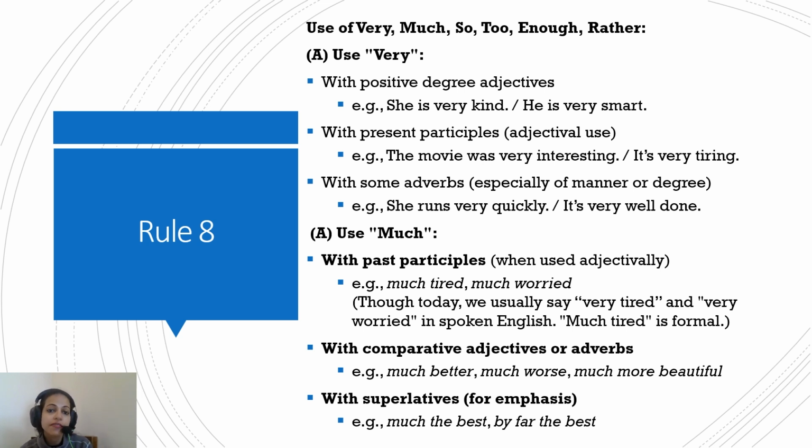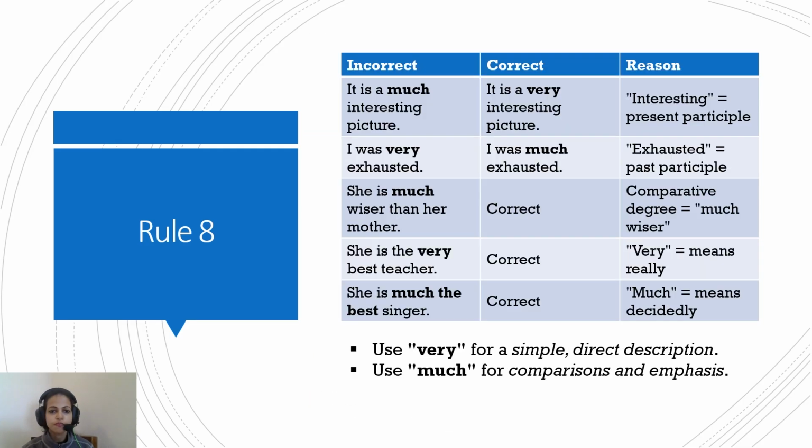These are the comparative degree of adjective. Very is used with the positive degree of adjective, but much is used with the comparative degree of adjective and with superlatives for emphasis. Much the best, or by far the best, is also a way to say it. It's not very common to hear phrases like much the best, but that's the grammatically correct way to go. Now let's see some examples.